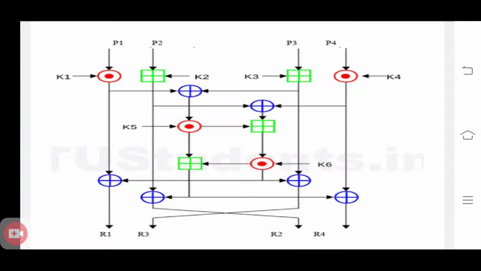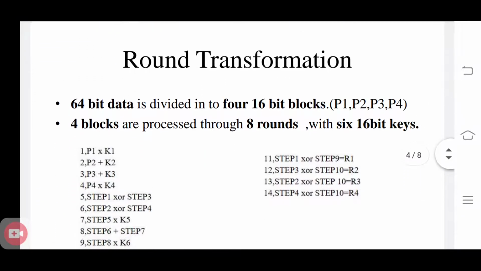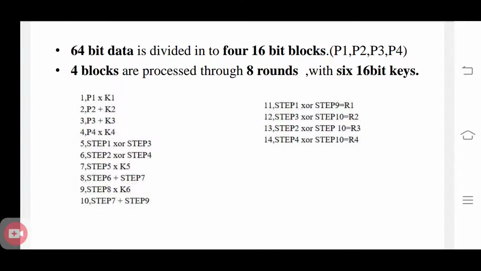Okay. Next, you have an addition operation, and the input is the output of the multiplication between K5 and step 6, then the output of the XOR operation between P2 and P4. So you can see in the figure, the fifth step is step 1 XOR step 3. Next, step 2 XOR step 4. In the seventh process, we have step 5 into K5. Next, we have the 8th step, step 6 addition with step 7.